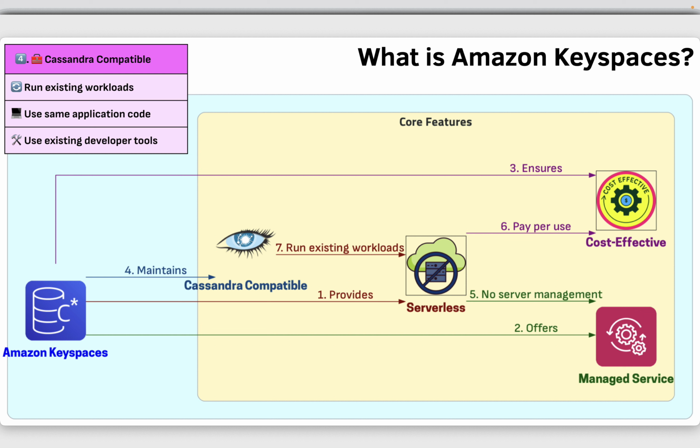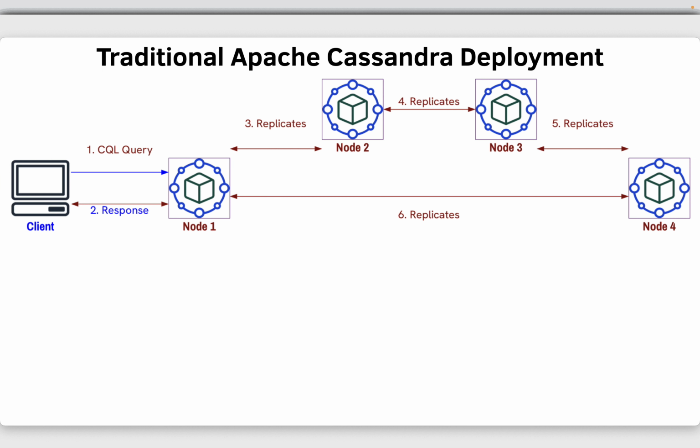Users can run existing Cassandra workload on AWS by using the same Cassandra application code and developer tools that they use today. So, traditional Apache Cassandra deployment.